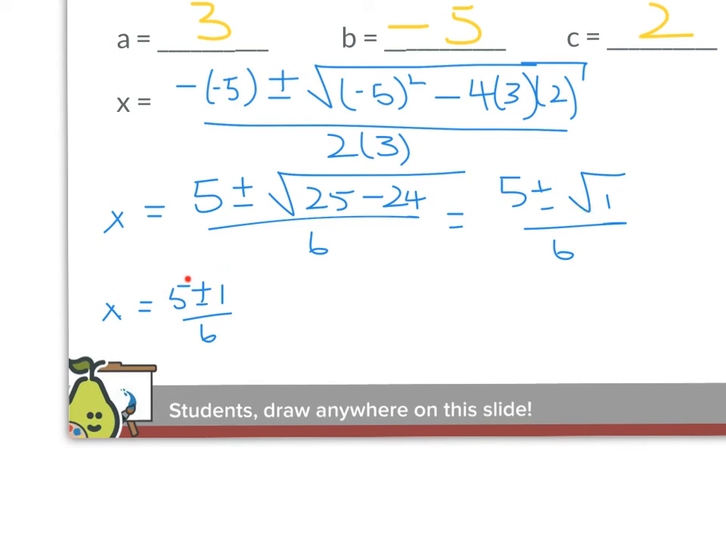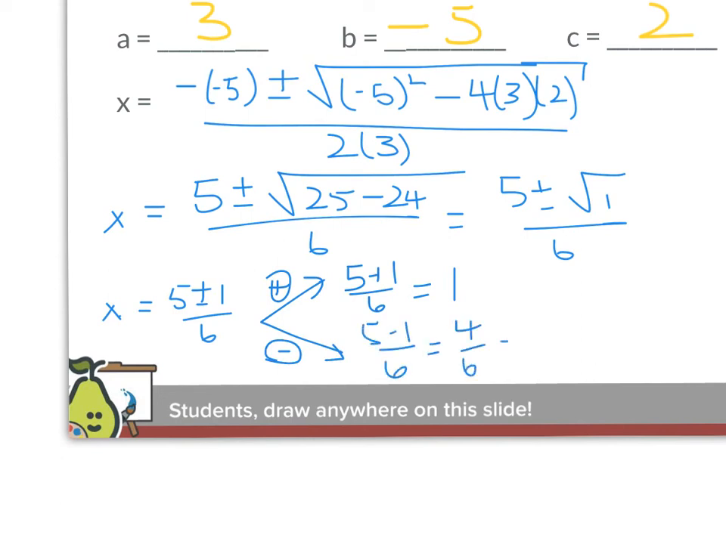So now I've got 5 plus or minus 1 over 6. I'm going to go in both directions. I'm going to try the plus first: 5 plus 1 over 6 equals 1. And go in the minus direction: 5 minus 1 over 6 equals 4/6, or 2/3. So now at this point, our roots are 1 and 2/3.